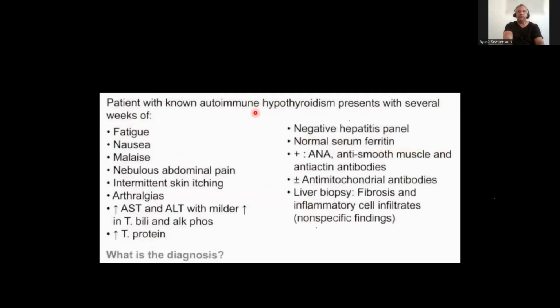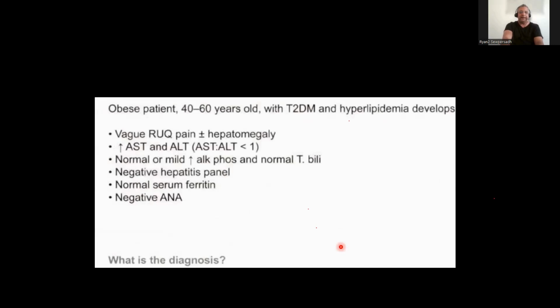Patient known with autoimmune hypothyroidism presents with several weeks of fatigue, nausea, malaise, nebulous abdominal pain, intermittent skin itching, arthralgia, bump in the transaminases, increased total protein. So this is important. Hepatitis screen negative, normal serum ferritin, may have a positive ANA, anti-smooth muscle. So you guys already know what we're talking about, autoimmune hepatitis, okay?